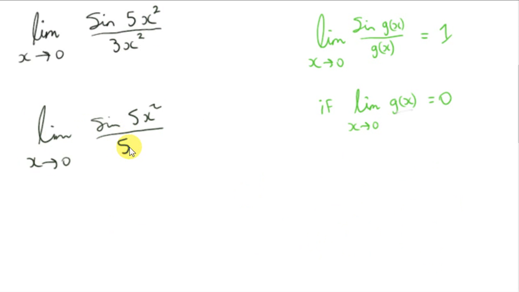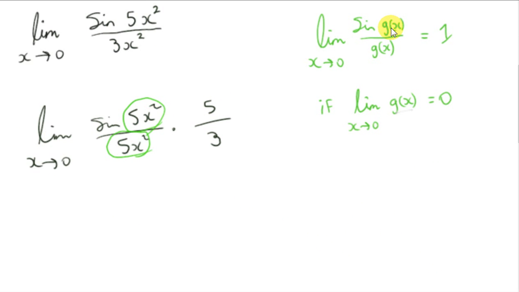What I can do is put a 5x squared here. So we take out the 3 and we put a 5 up here. So these 5's cancel and we get back what we had. Now, what have we done? We've tried to make these two the same.